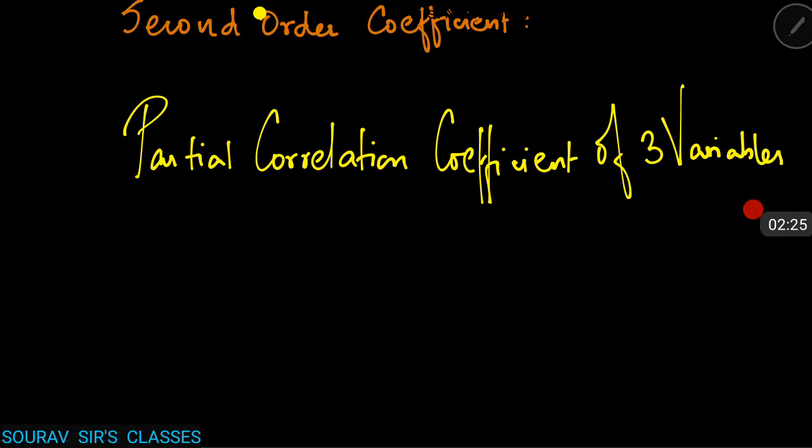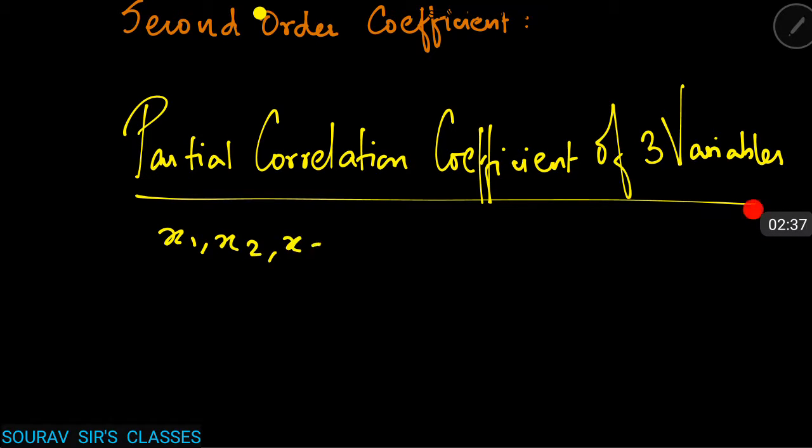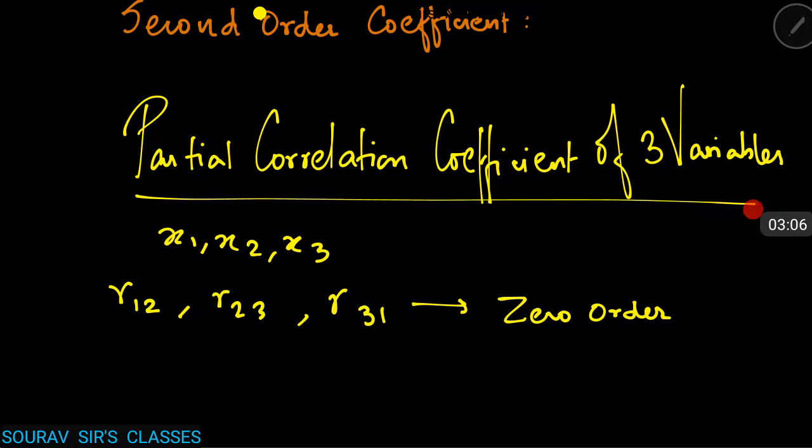Next, partial correlation coefficient of three variables. Let x1, x2, x3 be the three variables. R12 is equal to simple correlation between x1 and x2. R23 is relation between x2 and x3. R31 is simple correlation between x3 and x1. These three are all zero order coefficient.